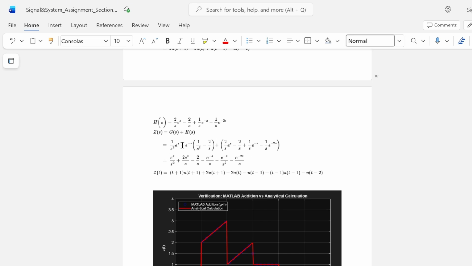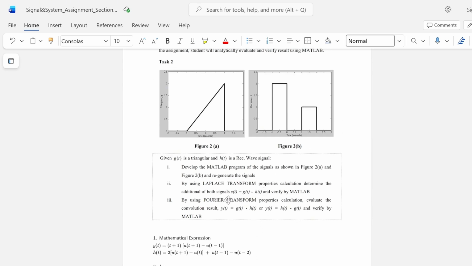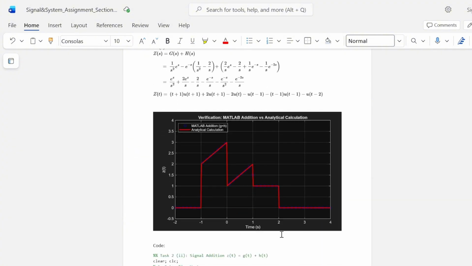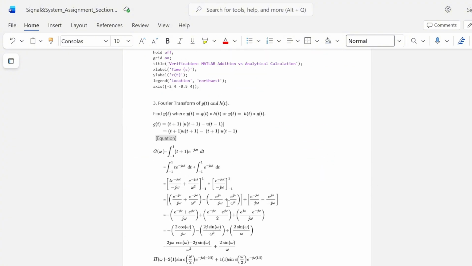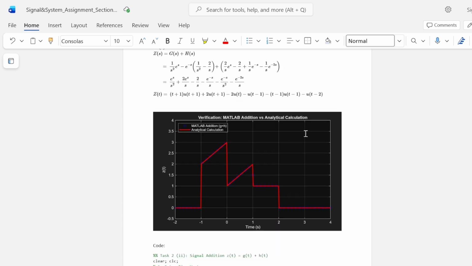Since the question tells us to find z(t), we transform it back to the time domain. This is the answer, and we transform it unit by unit. So z(t) equals (t+1)u(t+1) plus 2u(t+1) minus 2u(t) minus u(t+1) minus (t-1)u(t-1) and minus u(t) plus (t-2).